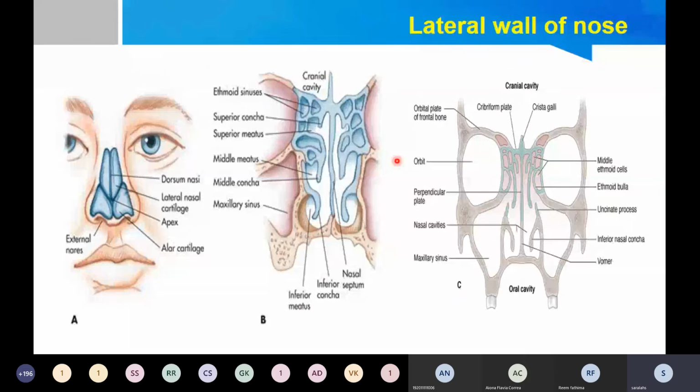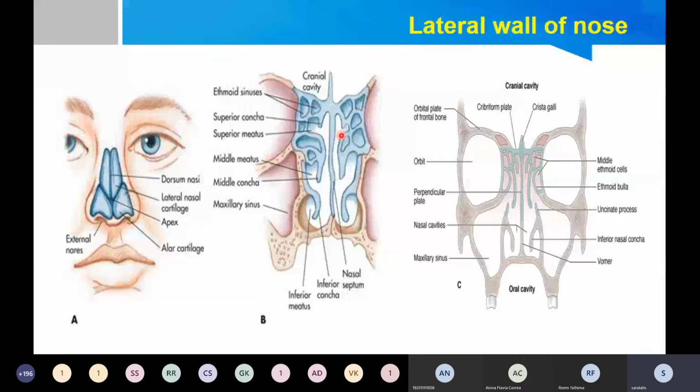Next, we'll go ahead with the lateral wall of the nose. If you can observe the lateral wall, this is the medial wall, or the septum, as we call it. On either side you are observing some shelf-like projections, isn't it? There are some shelf-like projections in the lateral wall, and there are spaces between those shelves.